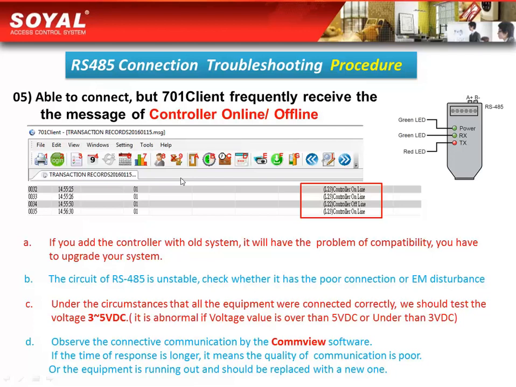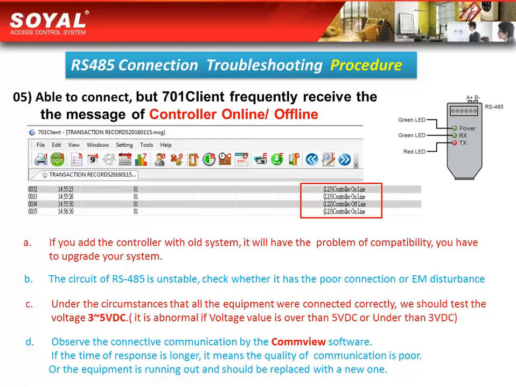And here, the fifth case: RS485 is able to connect, but the 701 client frequently receives the message of controller online or controller offline. Here we can see the picture. It sometimes shows online and sometimes shows offline. At this time, there might be four possible reasons.